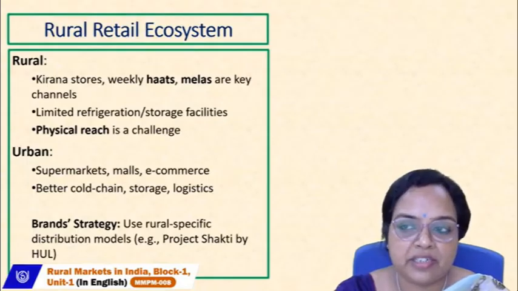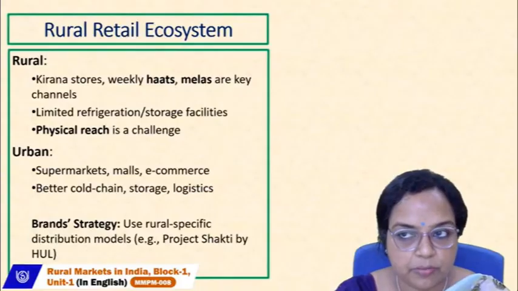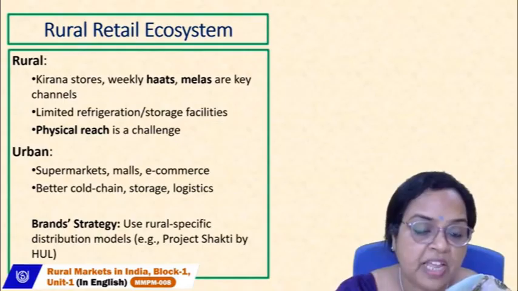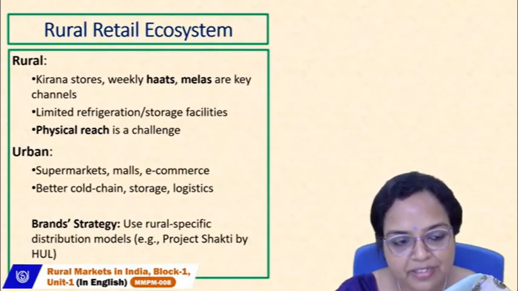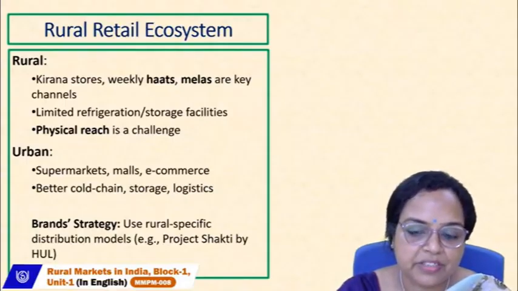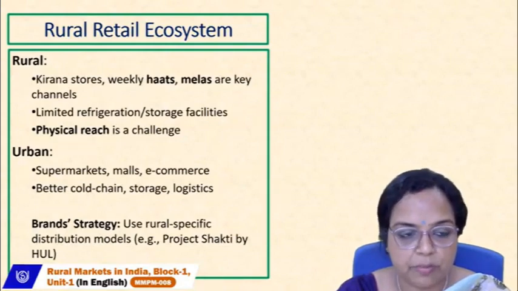These are the key channels for their buying availability, or when they used to buy product, these are the three platforms for them. They don't have a fridge, so they buy a limited amount of things. Even if they want to buy in bulk, they have a limitation because they don't have a fridge. Physical reach is a challenge due to poor infrastructure in the rural belt.